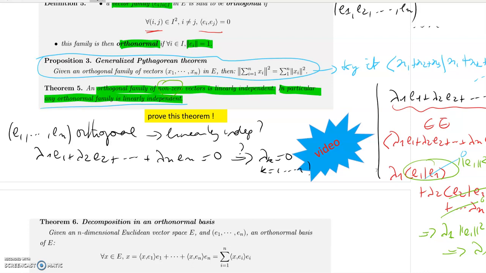What are we aiming for here? We want to say that we've got a family of orthogonal vectors, and if we've got enough of them, we've got a basis, because I know that they're all linearly independent. That's one of the nice applications of this result.